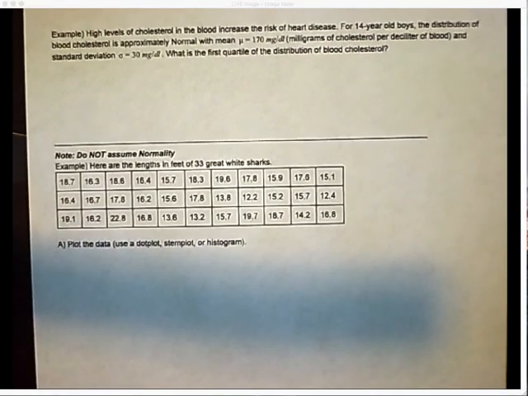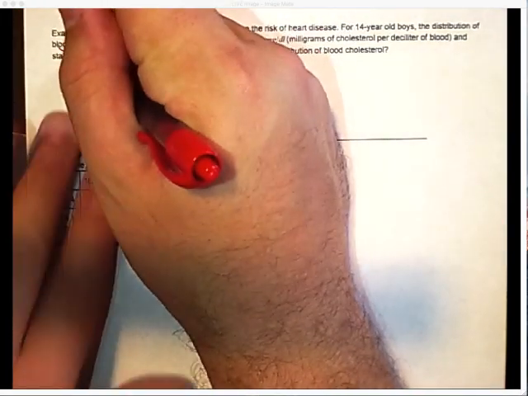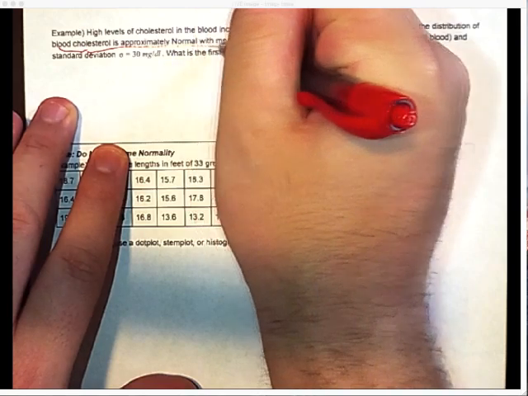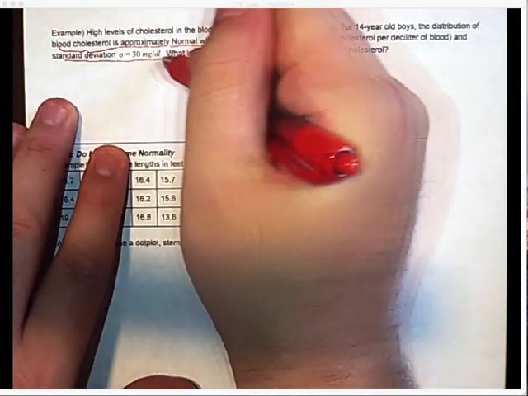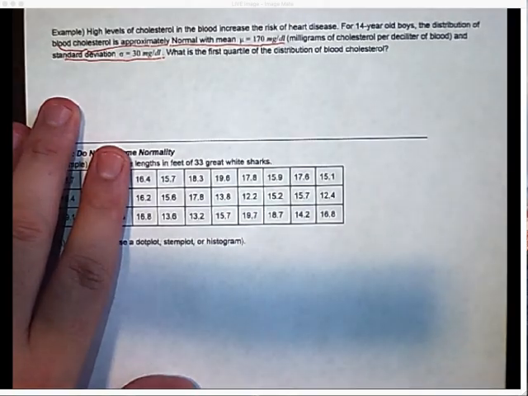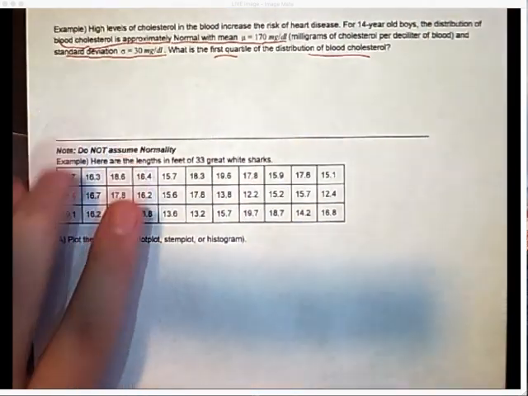All right, let's do another one. Said high levels of cholesterol in the blood increase the risk of heart disease. For 14-year-old boys, the distribution of blood cholesterol is approximately normal, with mean of 170 and standard deviation of 30. What is the first quartile of the distribution of the blood cholesterol?